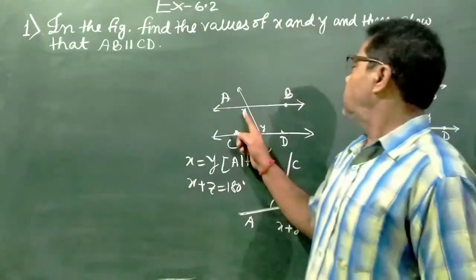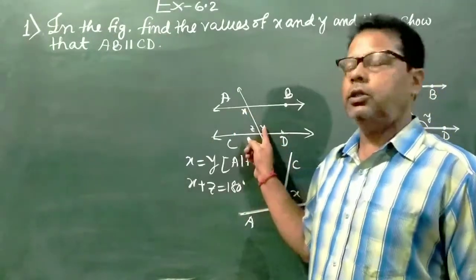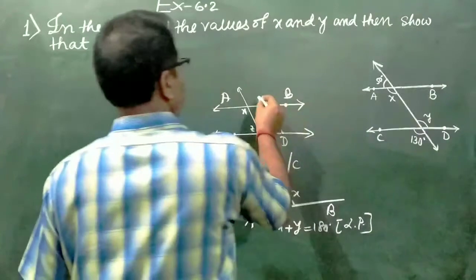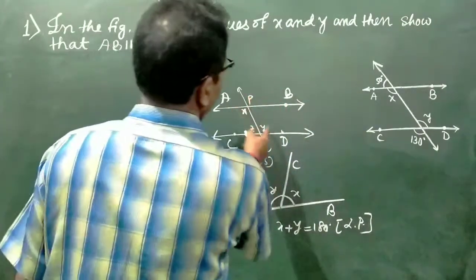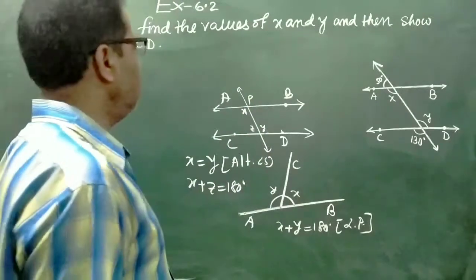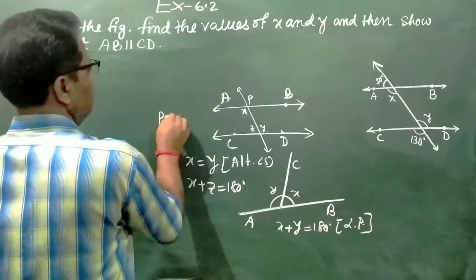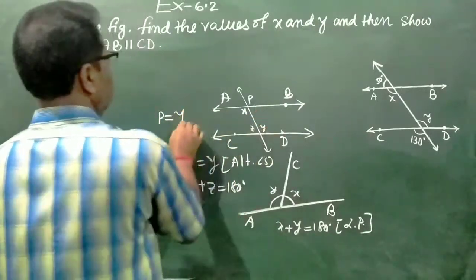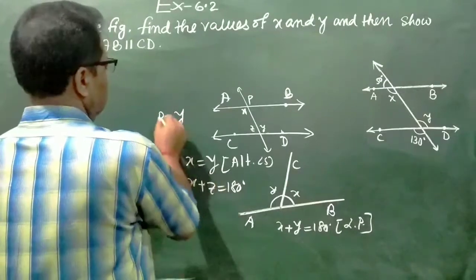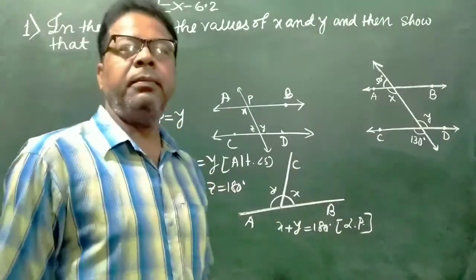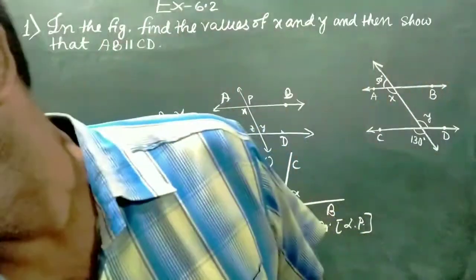So this angle x and y, these two angles are called alternate angles. If this is P, then P and y will be equal. These two angles are called corresponding angles. Angle P is equal to y. These are the rules that we need to remember in solving the questions. These are very, very useful.